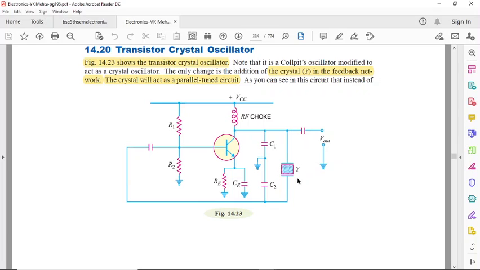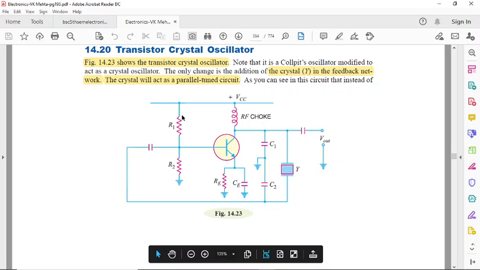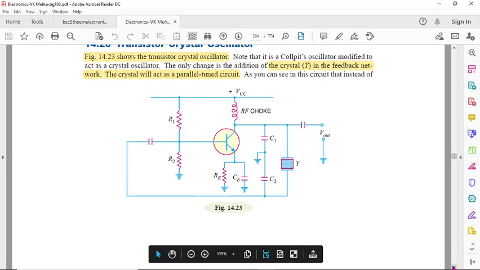Here the crystal acts as a parallel tuned circuit. With the feedback given, voltage divider biasing given, it is a common emitter connection. Okay.